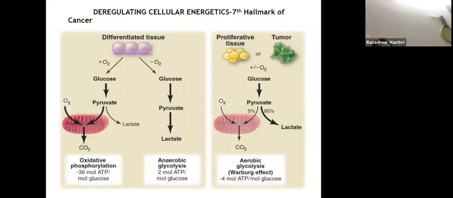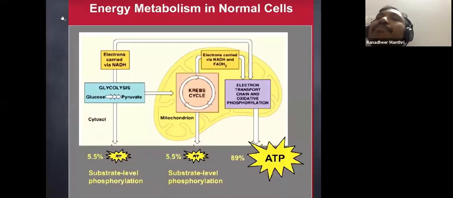But what happens in a proliferative tissue or tumor, or macrophages? Glucose is converted into pyruvate. Here in normal tissue 95% goes to oxidative phosphorylation. Here only 5% is going into oxidative phosphorylation. 85% is getting converted into lactate. Another 10% goes to the glucose 6-phosphate pathway. So even in the presence or absence of oxygen, which is most important, this is the 7th hallmark of cancer. This will lead to aerobic glycolysis. This is called the Warburg effect. Next slide, please. This is the main basis for tumor.